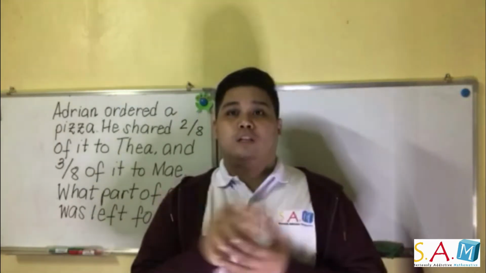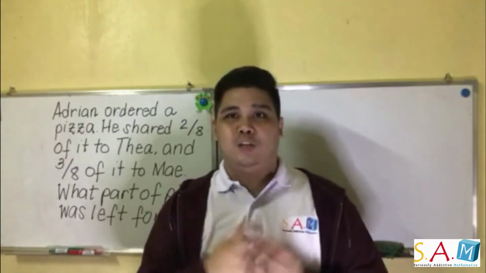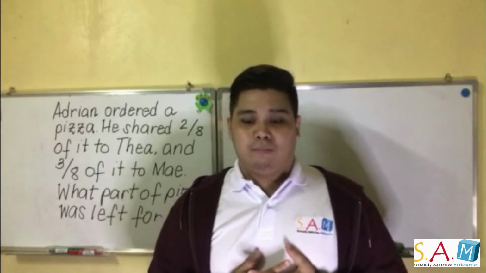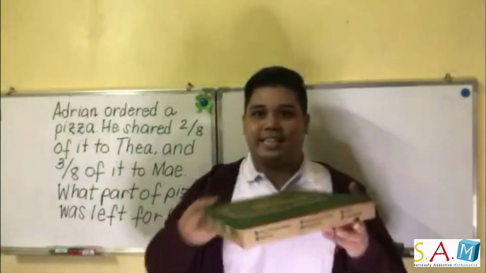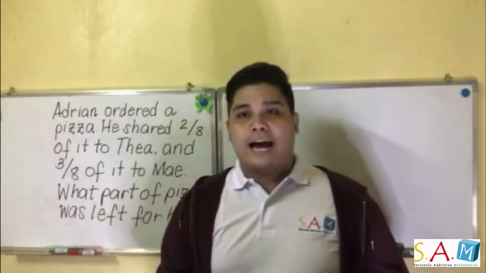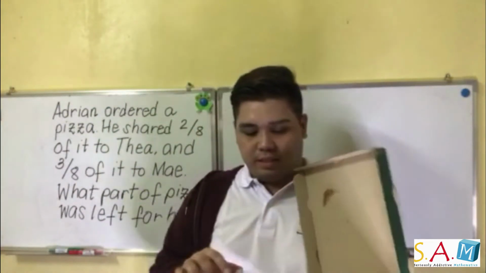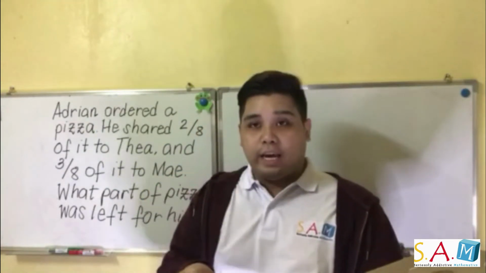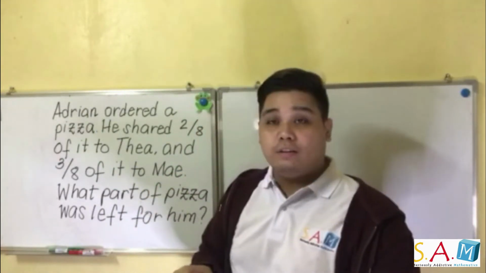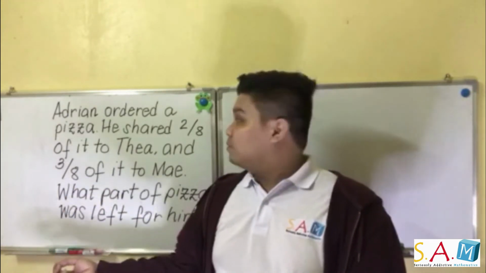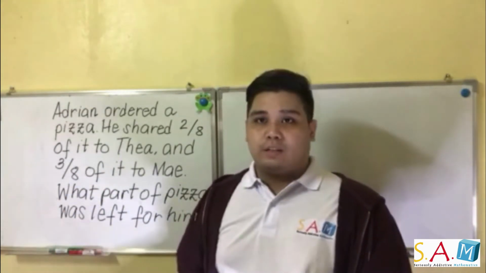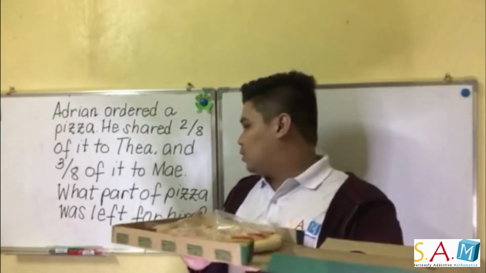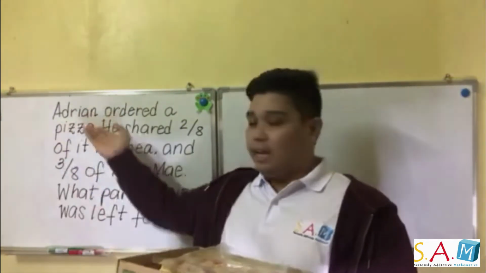For the concrete part, you need to have something that you can touch or you can feel. Now, I am ready for such an event because I ordered a pizza. So, if I have a pizza, just like this, I'm going to give 2/8 of it to Thea and 3/8 of it to me. Now the question is, what part of pizza was left for Adrian?